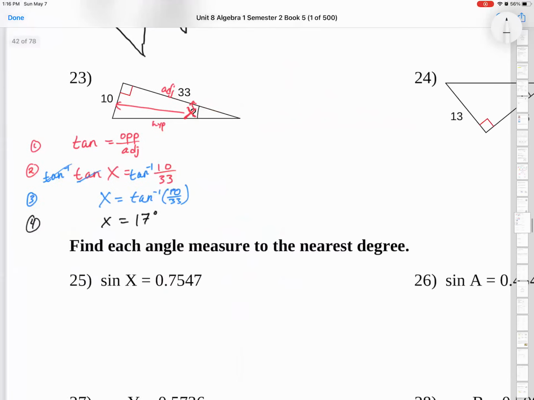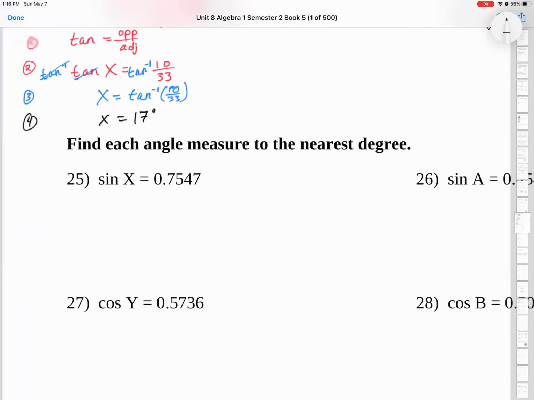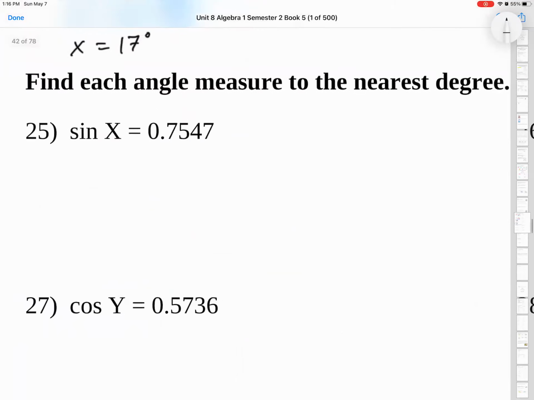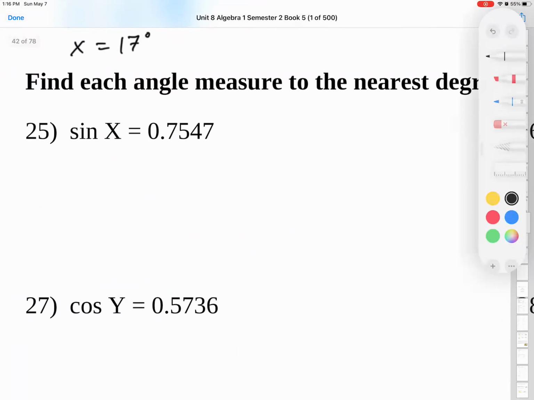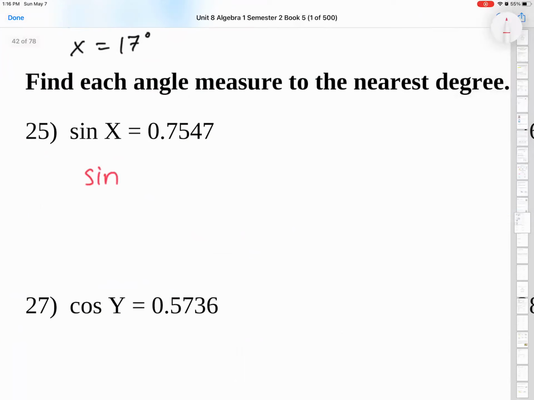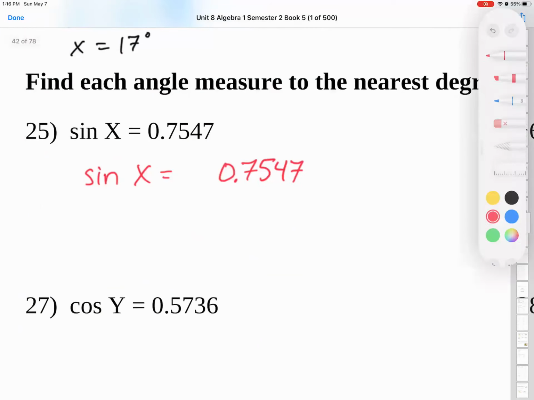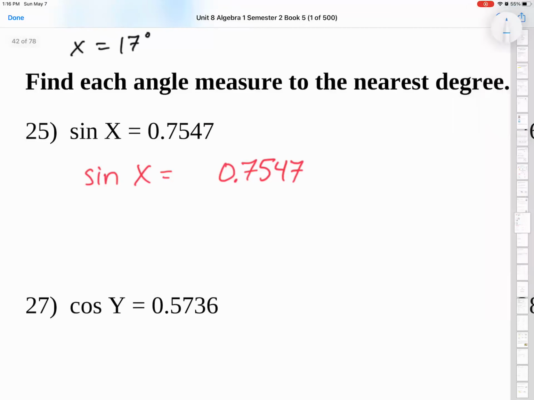All right. Now, looking at number 25, we have to find the angle measure to the nearest degree. Well, we've got the sine of x equals 0.7547. And you might be thinking, well, we have this decimal, but I know if I try and find an angle measure, I just have to do the inverse.